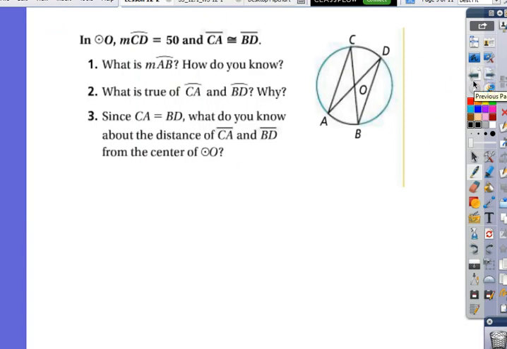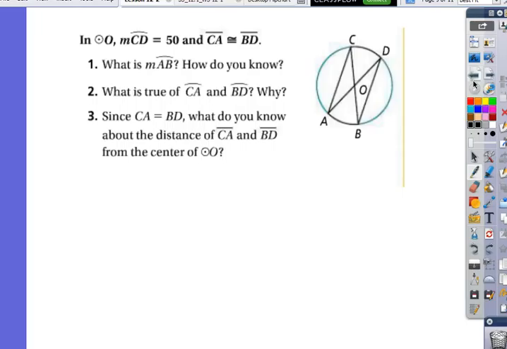Let's answer these questions. I'll just call on different people and we'll see what we come up with. Anna, what do you know about the measure of arc AB? That it's congruent to CD. So what would that make its value? 50.